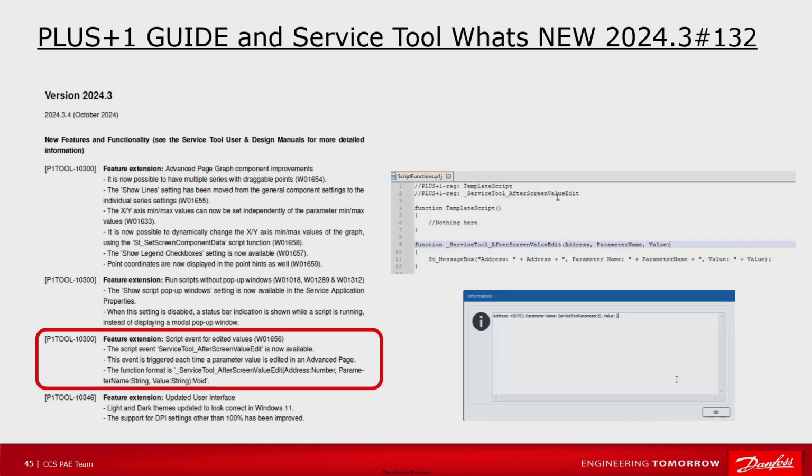If this event is used in scripting, this function will be triggered each time a parameter value is edited in an advanced page. You can use this to perform some scripting depending on the value, like in this small example where this information dialog pops up any time the value of this parameter has been edited, using the event after screen value edit with its function format.